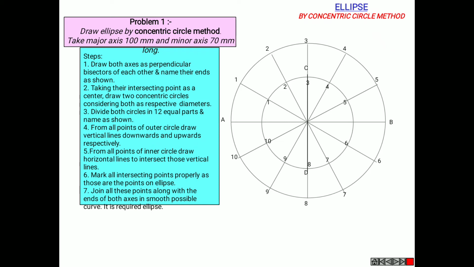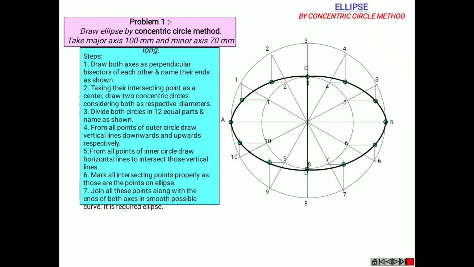Now from the outer circle draw the vertical lines from all the points. And now from the inner circle draw the horizontal line in order to intersect those vertical lines. Now mark all these points. And join with a smooth curve in order to obtain an ellipse. Is it clear?